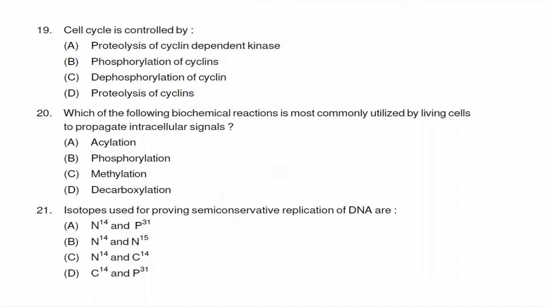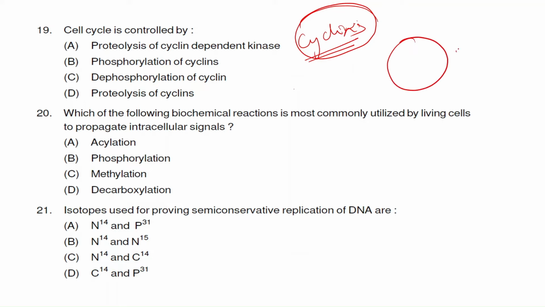Then question number 19. Cell cycle is controlled by what? Students, remember, the cell cycle is controlled by different proteins, and these proteins are called cyclins. Cyclins are substances which get synthesized in a particular phase of the cell cycle. We know the cell cycle has different phases, right? Like there is the G1 phase, then the S phase, then the G2 phase, then the M phase.